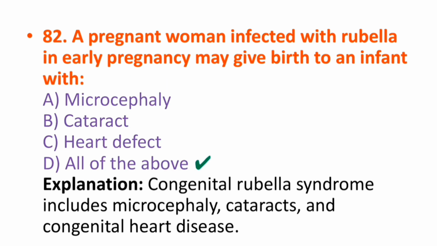A pregnant woman infected with rubella in early pregnancy may give birth to an infant with: option A, microcephaly; option B, cataract; option C, heart defect; option D, all of the above. The correct answer is option D, all of the above. Congenital rubella syndrome includes microcephaly, cataract, and congenital heart disease.